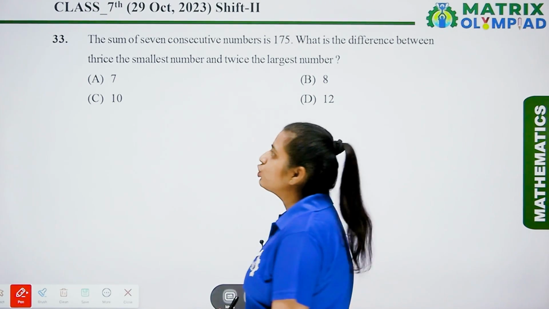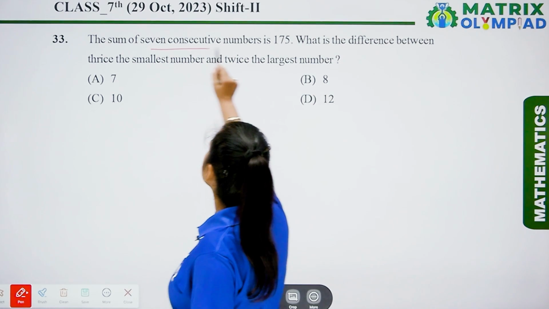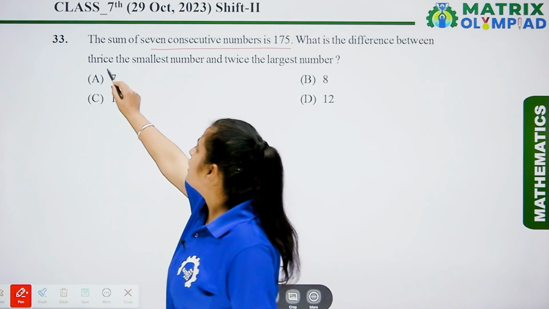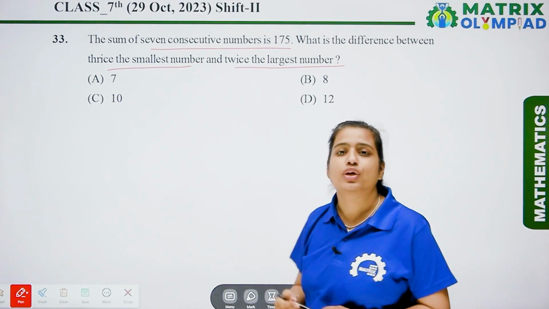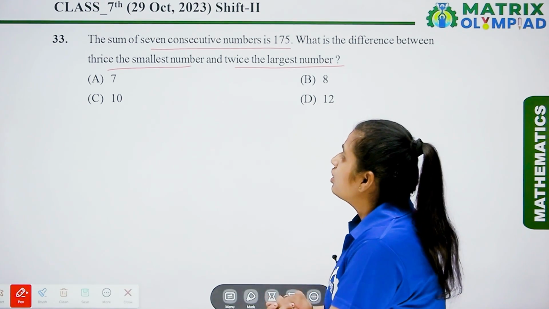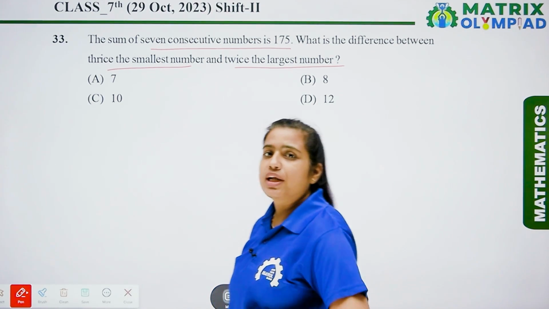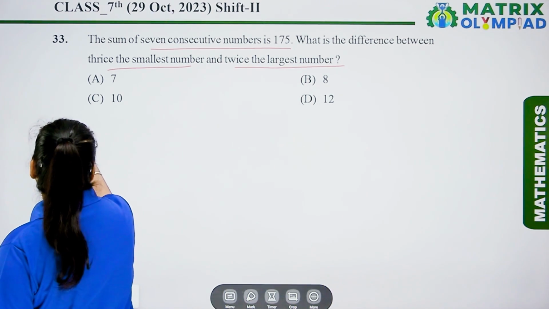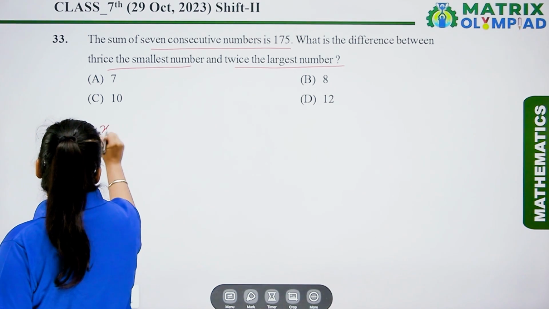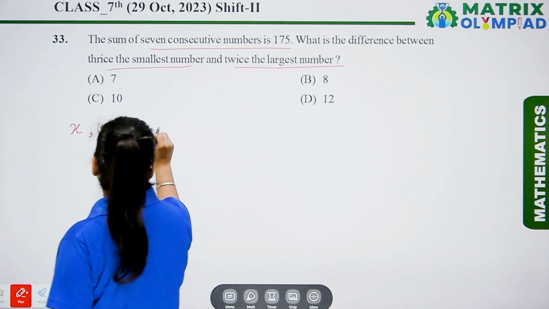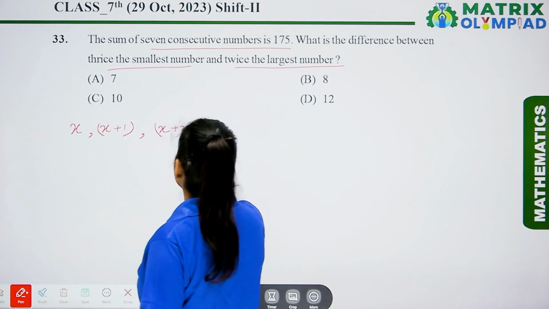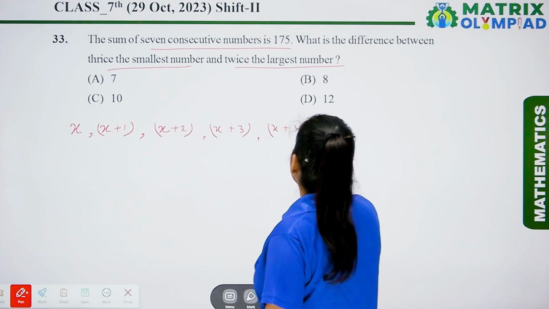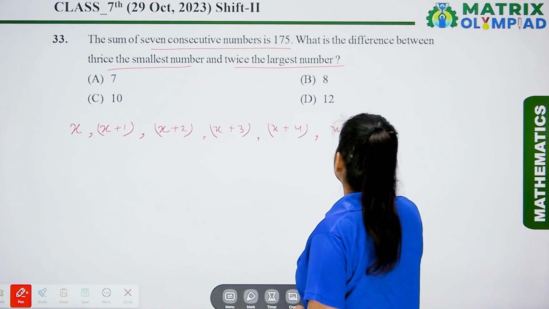Now the next question is question number 33. The sum of 7 consecutive numbers is 175. What is the difference between thrice the smallest number and twice the largest number? Let's write down first the consecutive numbers. Here the first number is x, second one is x plus 1, next one is x plus 2, x plus 3, x plus 4, x plus 5, and the last one is x plus 6.